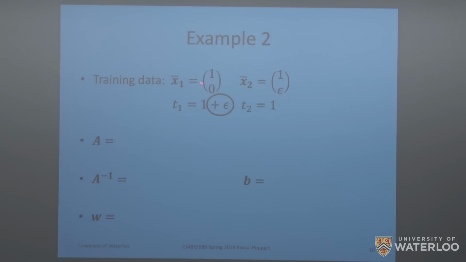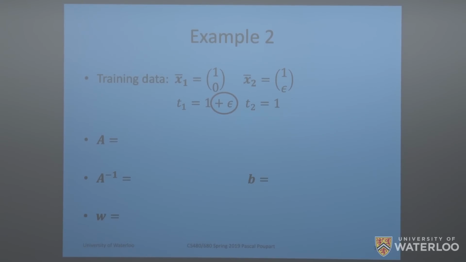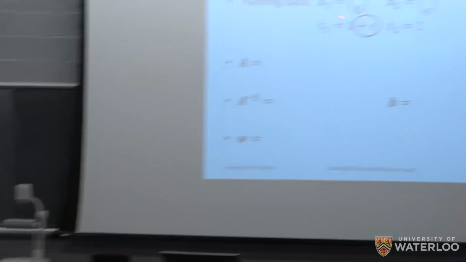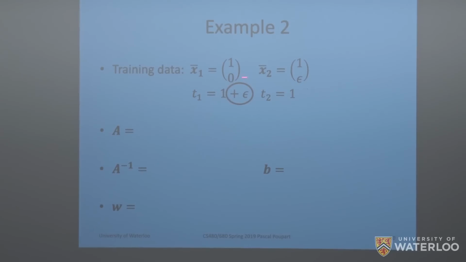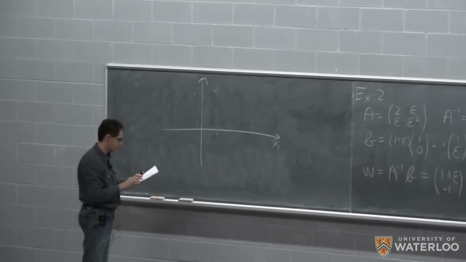We have two entries for x: 1 and 0, 1 and epsilon. So x is two-dimensional. But in terms of drawing things on the board, it'll be difficult for me to draw things in multiple dimensions, so I'm only going to care about one dimension. I'm going to care about the second dimension because this is the dimension that varies. Here we've got a 0, here we've got an epsilon. The first dimension is really this constant 1 that we've added to every data point, so I'm going to ignore that first entry. So here, x1 is really the input, 0 versus epsilon.